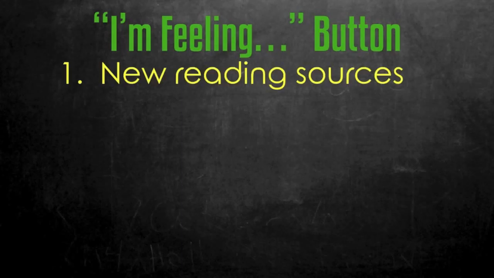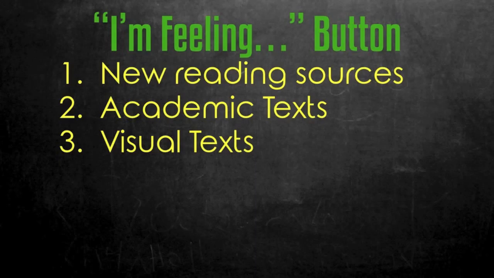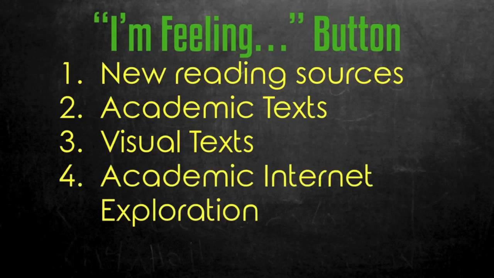This week we'll be focusing on Google's I'm Feeling button. With this button, your students can find new reading sources on the internet. You can use it to find new academic texts for use in your classroom. You can also use it to find visual texts or video texts, so non-traditional texts. And your students can use the I'm Feeling button to practice their academic internet exploration.